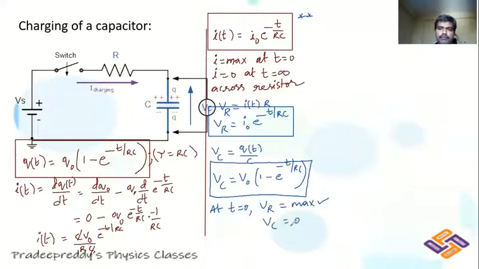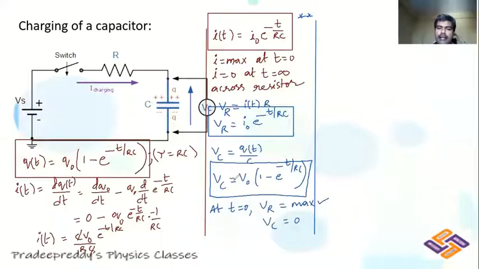Now clearly you can observe that the voltage across the capacitor and the voltage across the resistor vary with respect to time. So as time increases, there will be a decrease in the voltage across the resistor. There will be an increase in the voltage across the capacitor. You can plot those graphs.